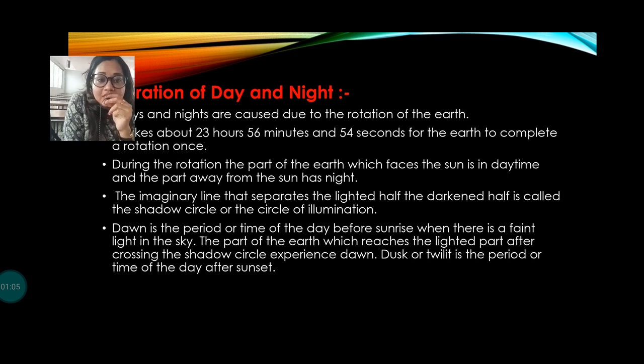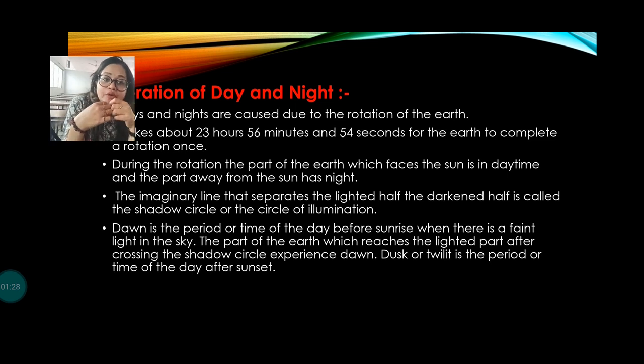Okay, and the other part which is opposite to the sun has darkness, so that's why they have night. Okay, the imaginary line that separates the lighted part and the dark part is known as the shadow circle, or it is also known as the circle of illumination.